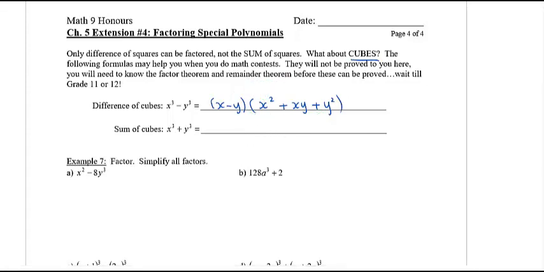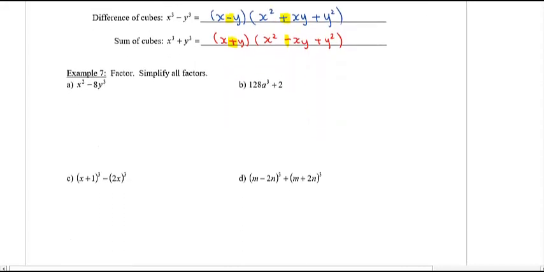The sum of the cubes, well, x plus y, and then same terms, x squared, but this time it's minus xy plus y squared. So the only things that are different are the signs here and here. Okay? So noticing this then, let's see if we can factor these 5 questions.